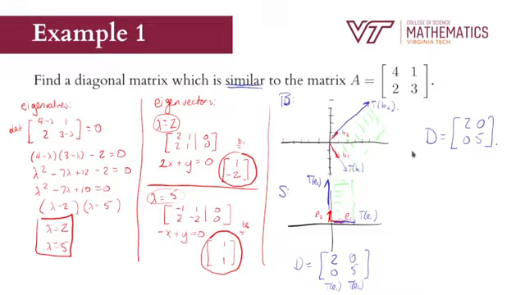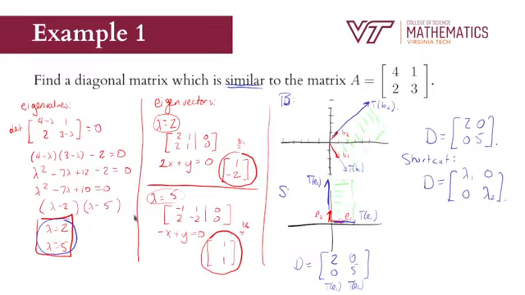But a shortcut for this is just that the entries on the diagonal are the eigenvalues. The first eigenvalue goes on the first place, and the second eigenvalue goes here.